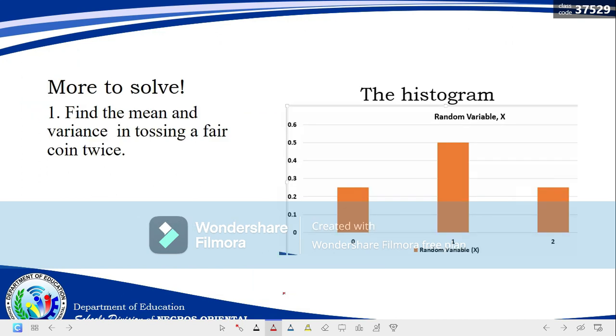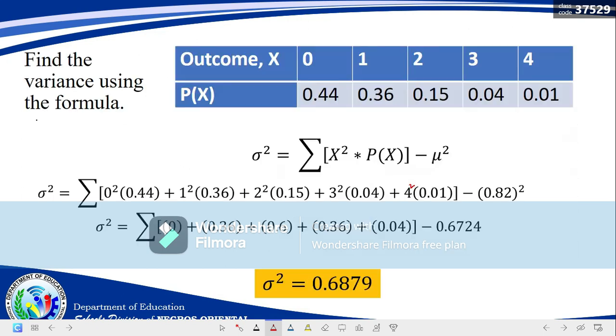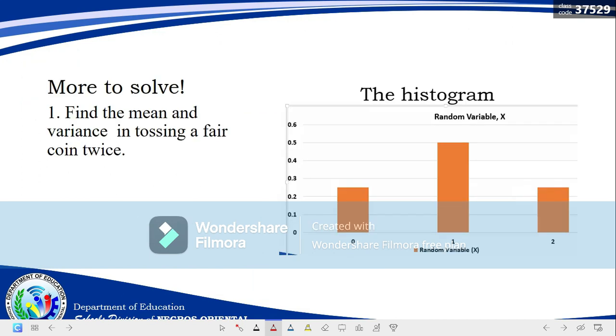So, find the mean and variance in choosing a fair die. So this is now the answer in this finding the variance formula. Now let's proceed. You get more to solve. Find the mean and variance in tossing a fair coin twice.